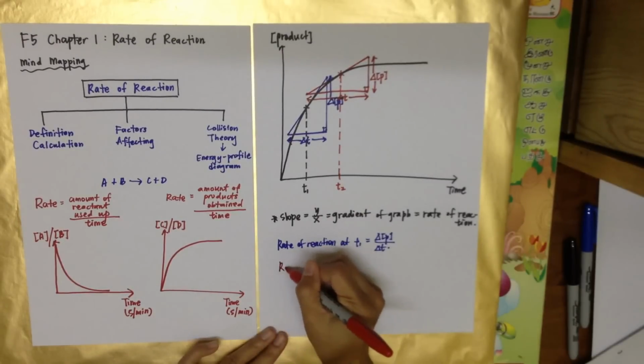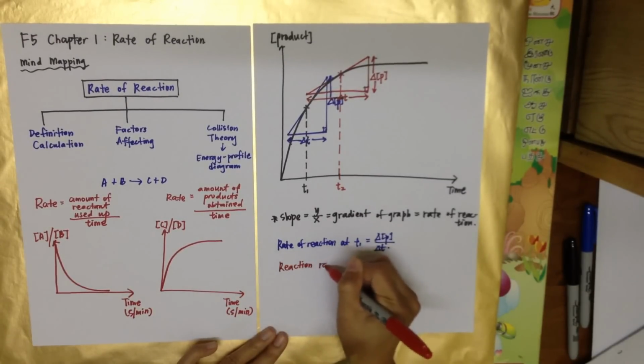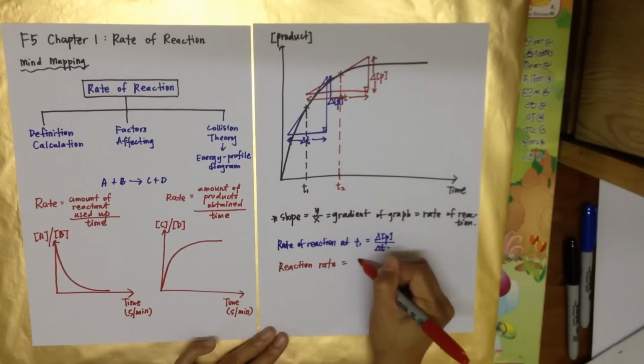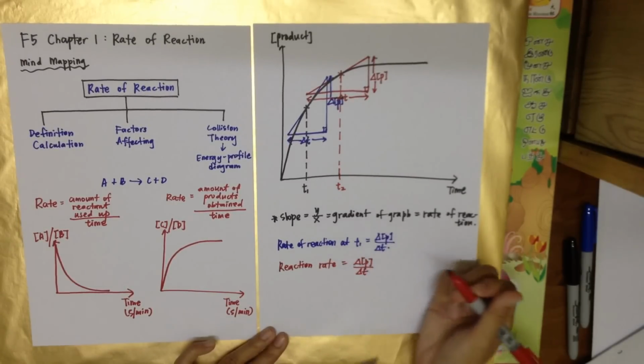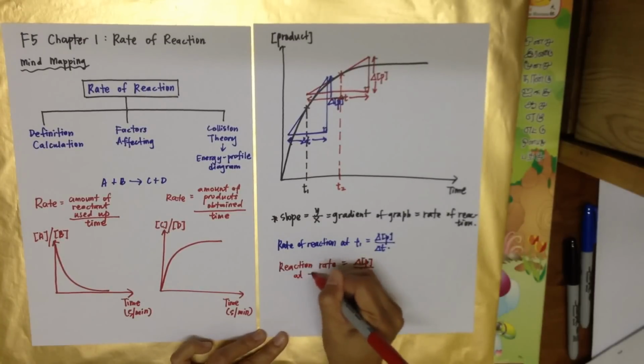So now the rate of reaction equals the change in the product versus the change in the time for T2.